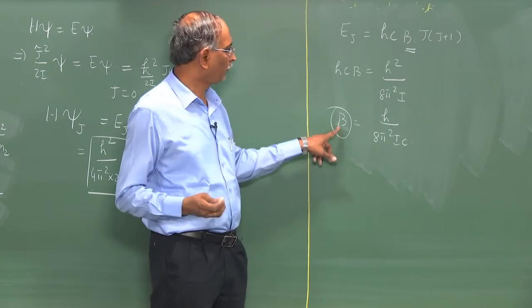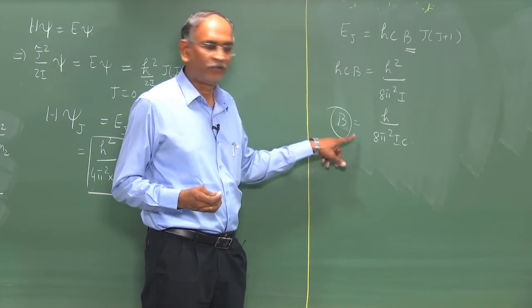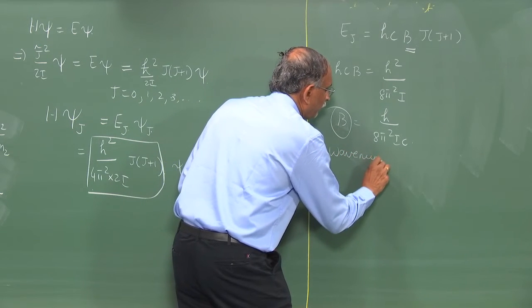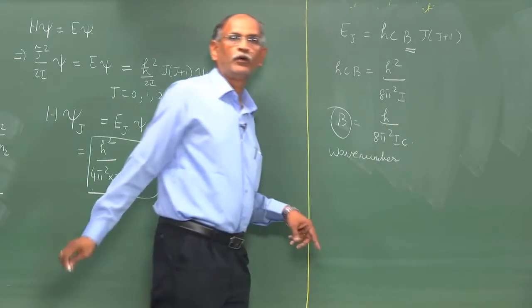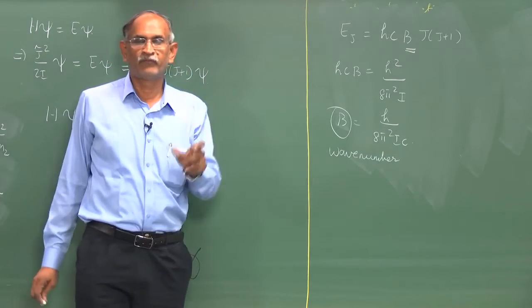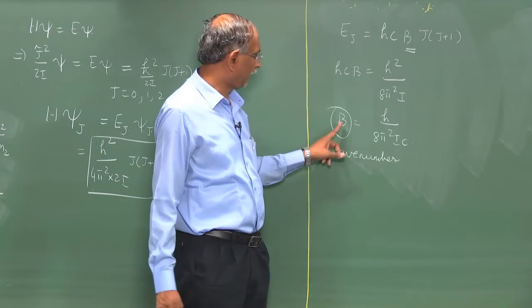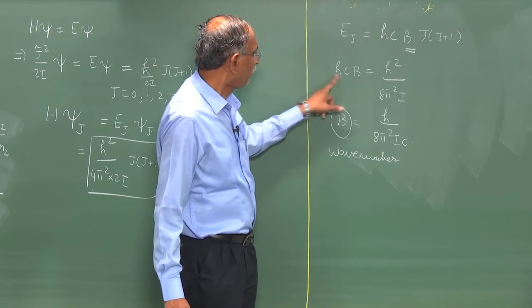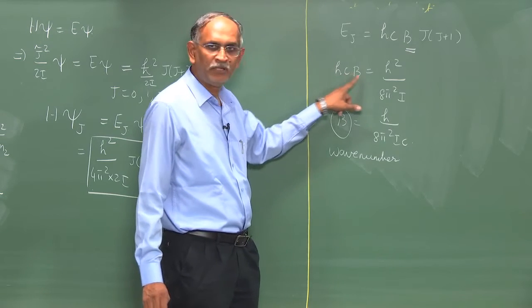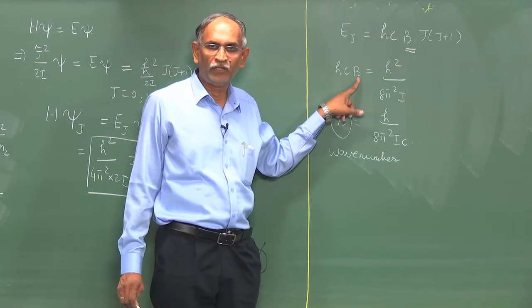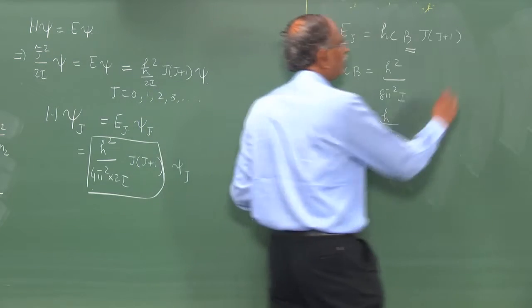The introduction of b was to tell you that spectroscopists use this, namely wave number unit, for measurement of the distances between the lines, and also to identify spectroscopic lines. So, this whole thing, Hcb, is energy, and when you divide it by Hc, b becomes what is called the rotation constant.